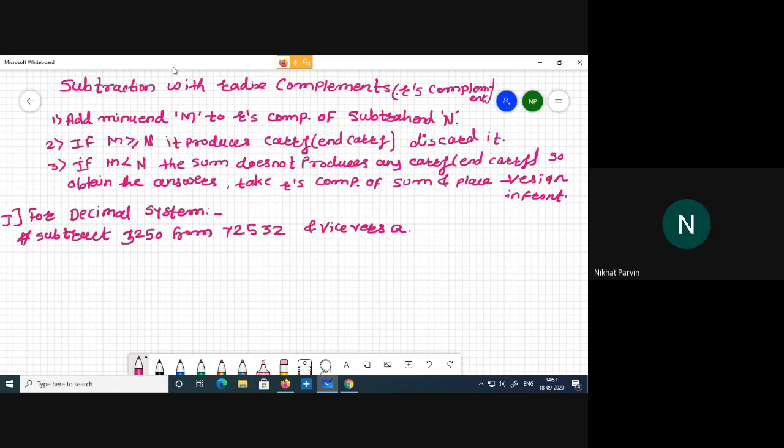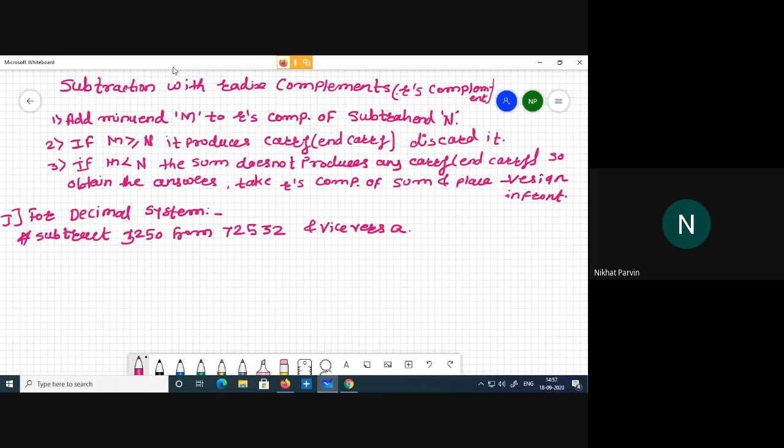Then if m is greater than or equal to n, an end carry will be produced. If it is so, discard it. If minuend is less than subtrahend, it will not produce any carry, and we will get the answer. We need to take the r's complement of the sum and place a negative sign in front. So for example, now let us see the decimal number system.